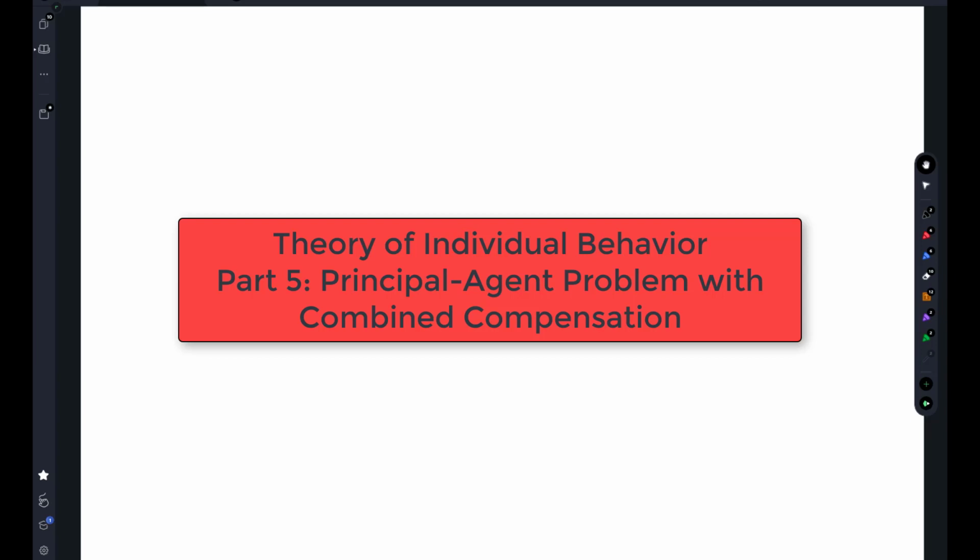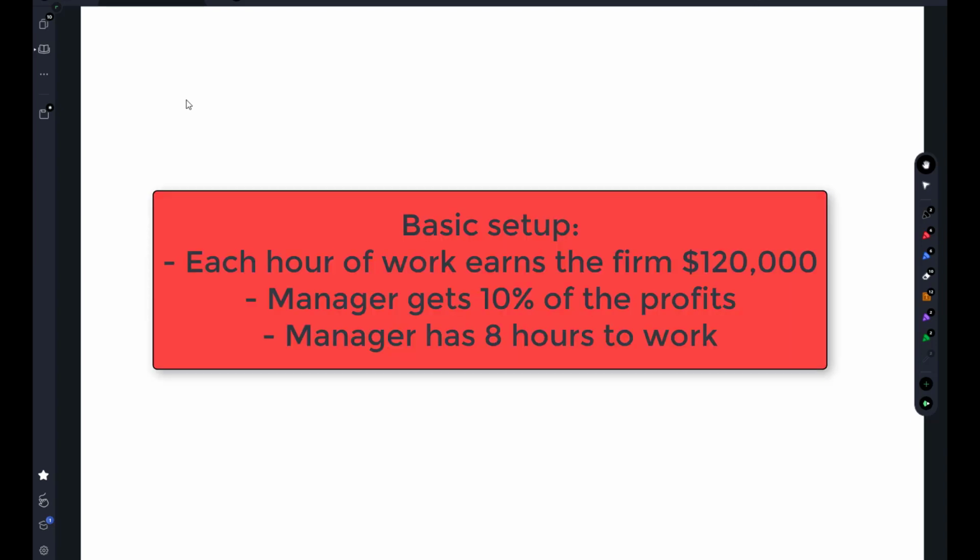In this video, I'm going to go through an example of a combined compensation scheme within the principal-agent problem. In the last video, we went through an example where we had a manager who could earn $120,000 worth of profit for the firm for every hour in which they worked. The profit-sharing scheme gave the manager 10% of the profit of the firm. We also gave our manager 8 hours in which to work.